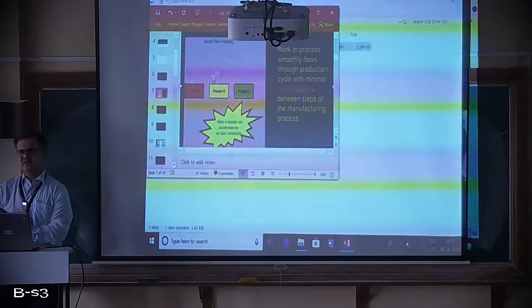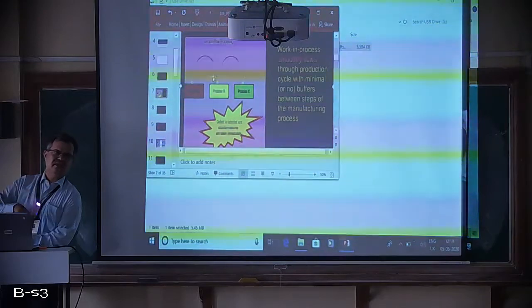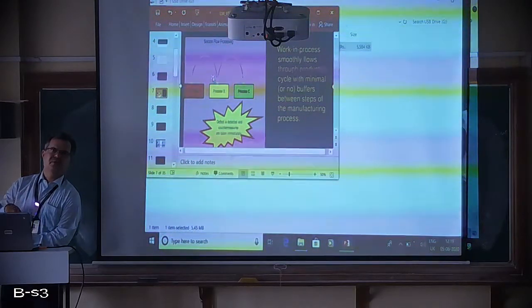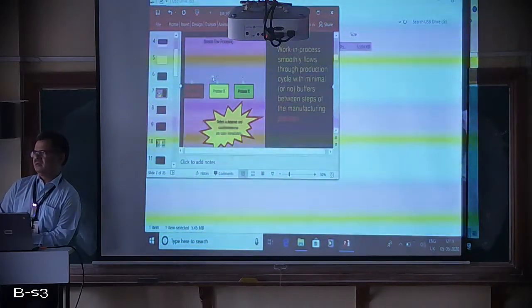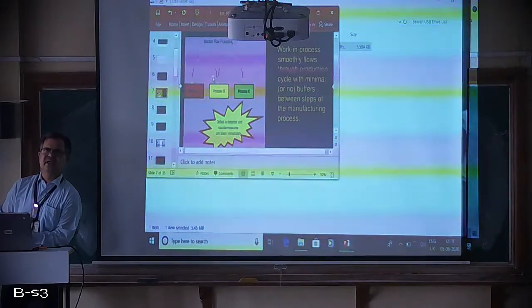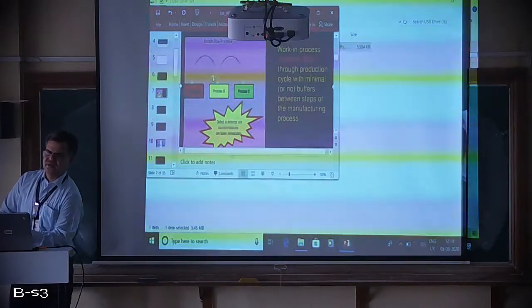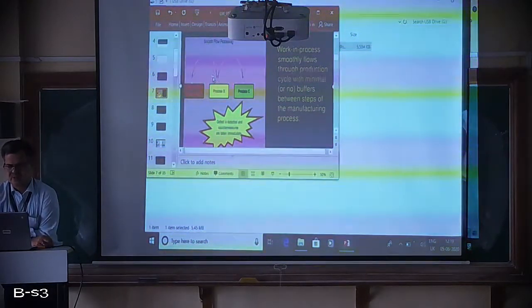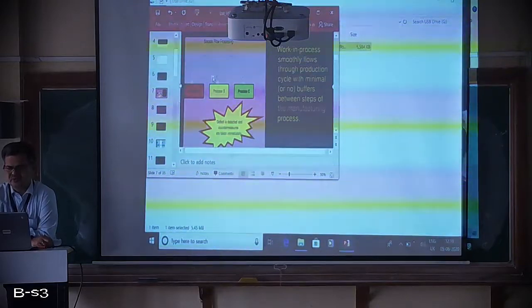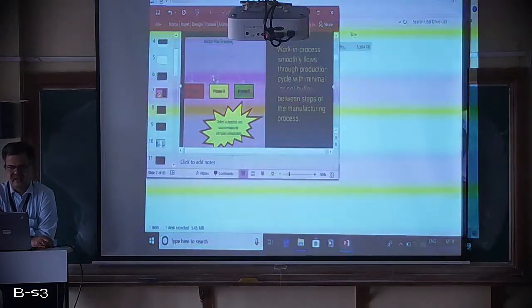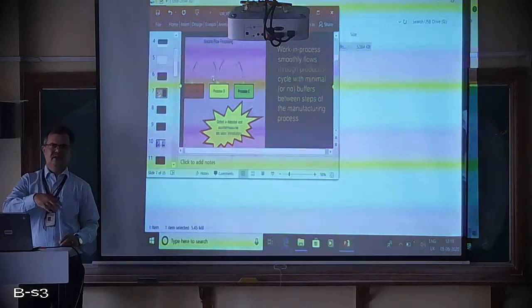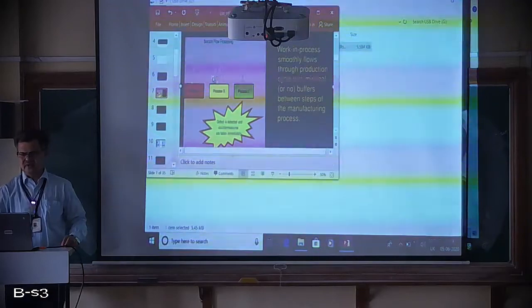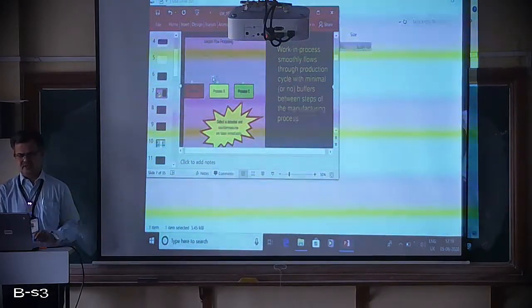Suppose one workstation gets interrupted. That affects the next workstation, and there will be a pile-up of WIPs, and all the remaining operations are also going to be delayed. That's why there should always be smooth flow processing. So WIP is very important. WIP flows smoothly through the production cycle with minimal buffers, so no buffer in the workstation between the steps of the manufacturing process. It means nothing is going to be stored in the workstations. Everything is flowing immediately. There will be a continuous process.